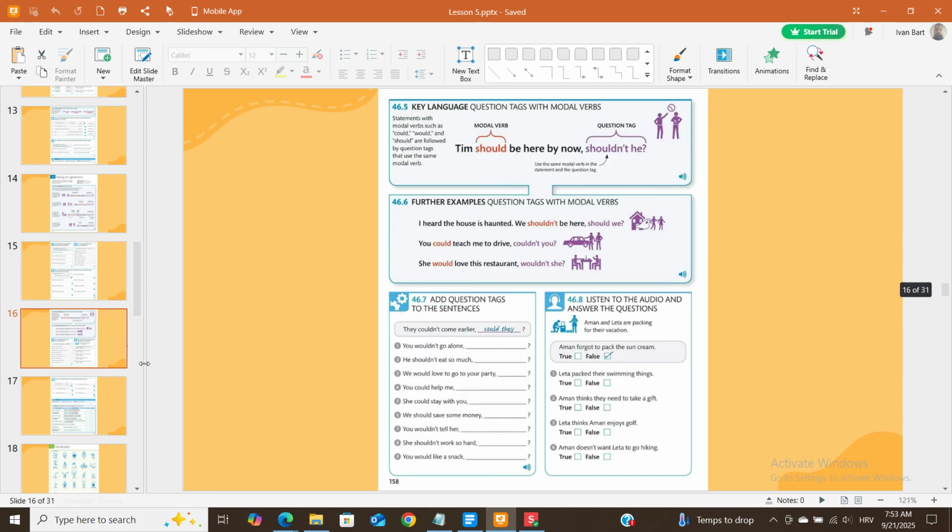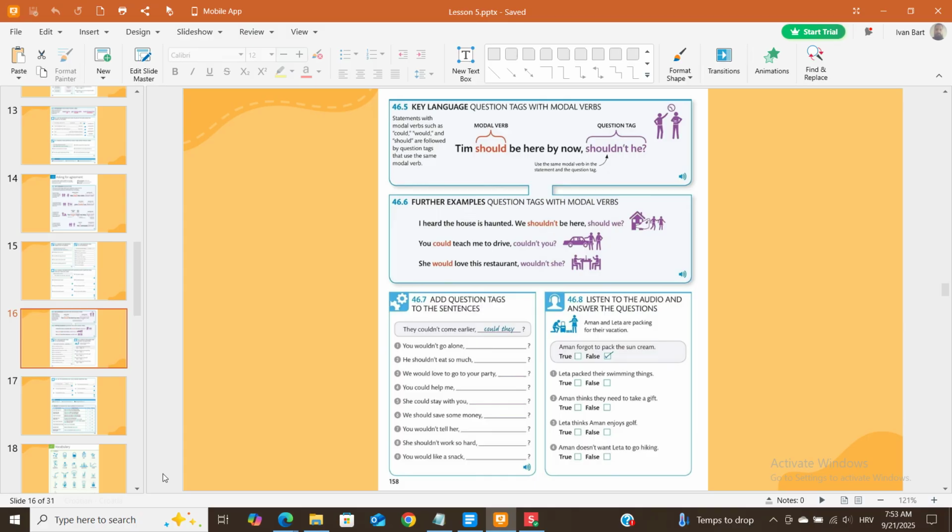46.5 Key language: question tags with modal verbs. Statements with modal verbs such as could, would, and should are followed by question tags that use the same modal verb. Modal verb, question tag. Tim should be here by now, shouldn't he? Use the same modal verb in the statement and the question tag.